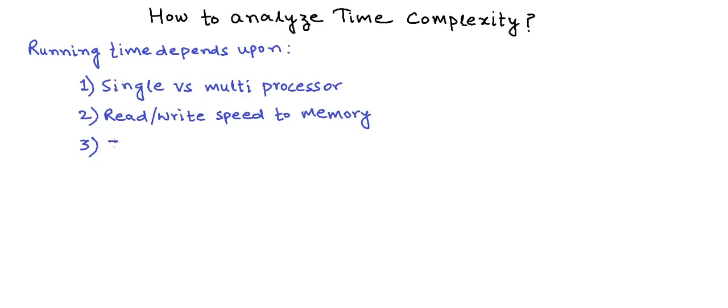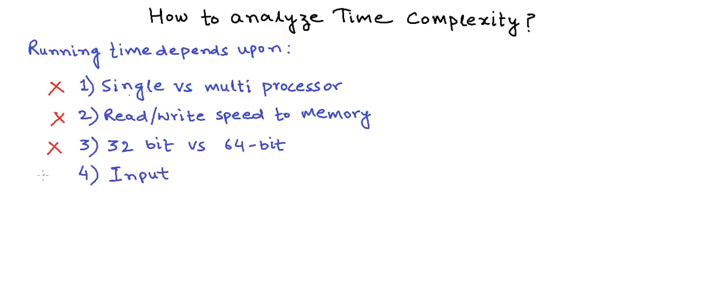Running time also depends upon whether your machine is a 32-bit architecture or a 64-bit architecture. And it may also depend upon a couple of other factors or aspects relating to the configuration of your machine on which you're running the program. And last but not the least, it also depends upon what input you are giving to your program or your algorithm.